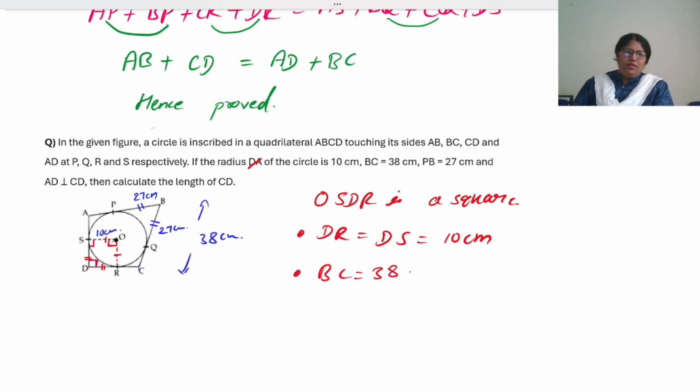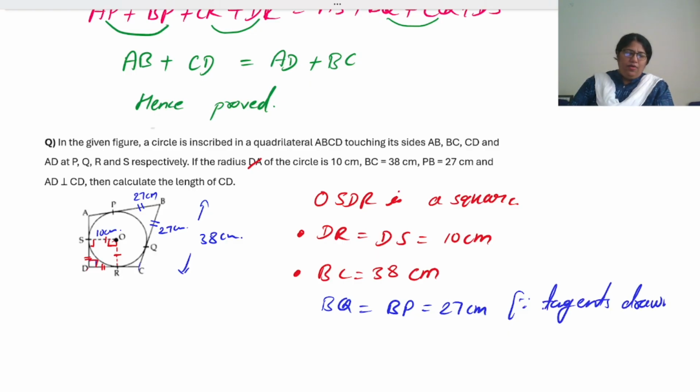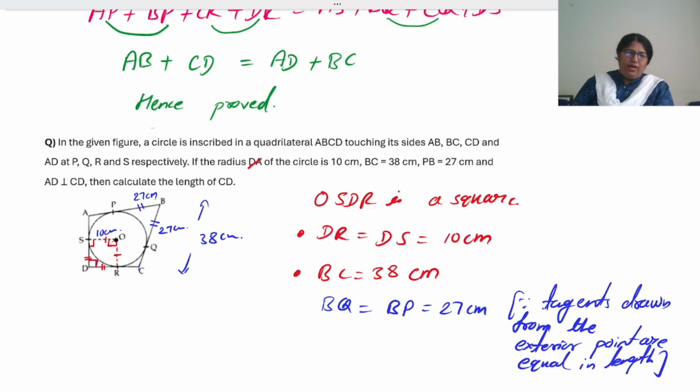Second part, BC length is given as 38 centimeter, right? Now, BC length is given, part of BQ, it's given. BQ will be equal to BP, which will be 27 centimeter. Again, you can use the same theorem. Tangents drawn from the exterior point are equal in length. Right, so write down the required reasoning.